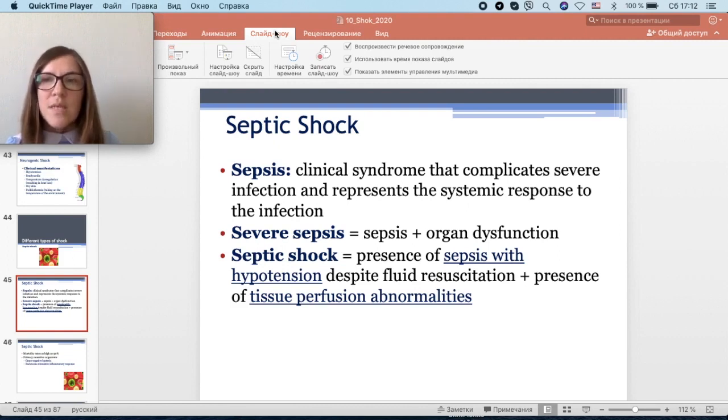So what is sepsis? It's a group of symptoms or clinical syndrome which complicates severe infections and represents a systemic response to the infections. So it is very close to the definition of systemic inflammatory response syndrome.